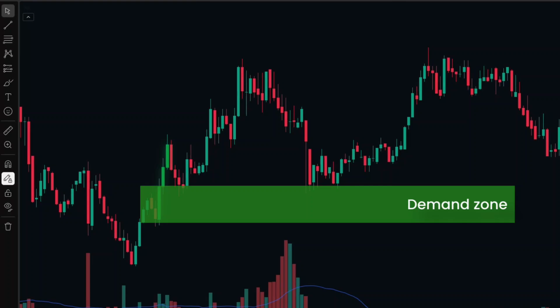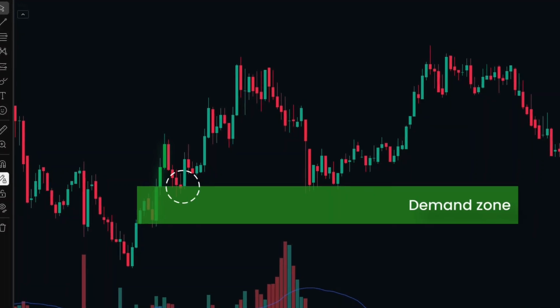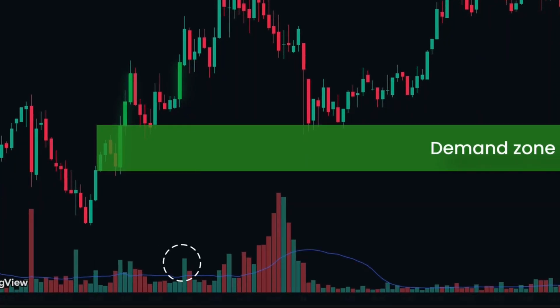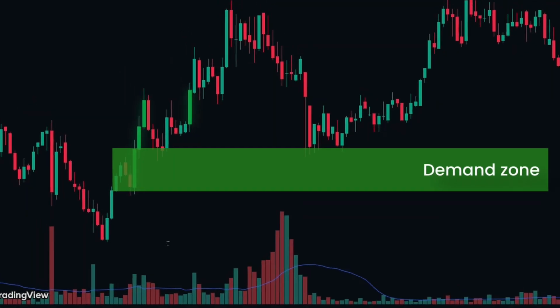Now we need to wait for the price to return to the demand zone. As soon as it approaches the demand zone, it tries to move higher. Look here, a large green candle has formed here. This means that big players are buying here. This is our first confirmation. For the second confirmation, we need to check the volume. If the volume is above the average line, we get the second confirmation, as is the case here.